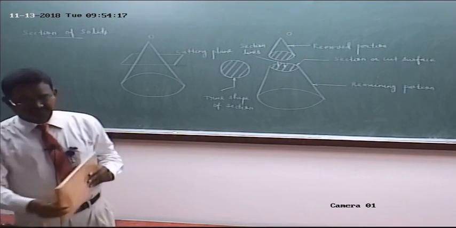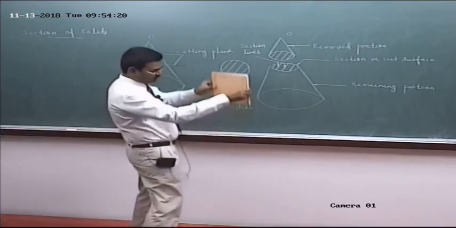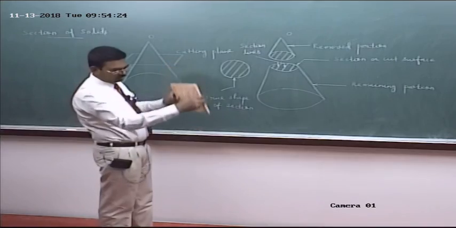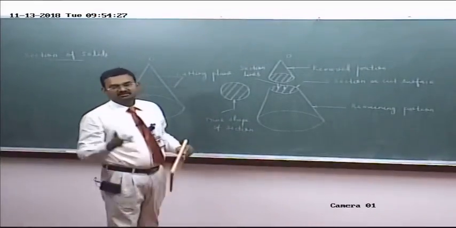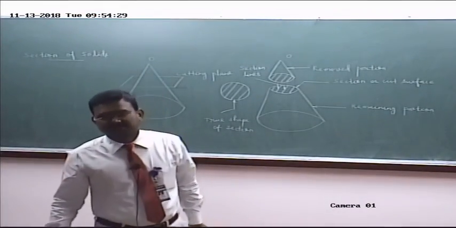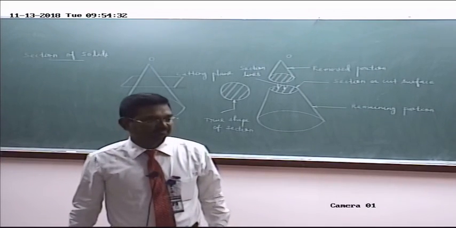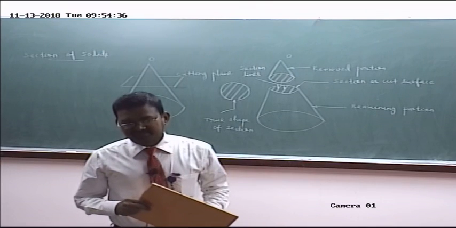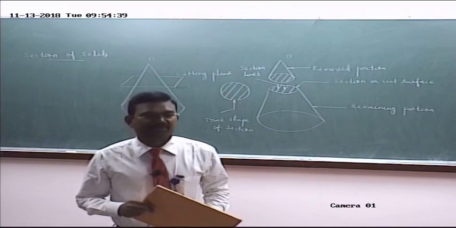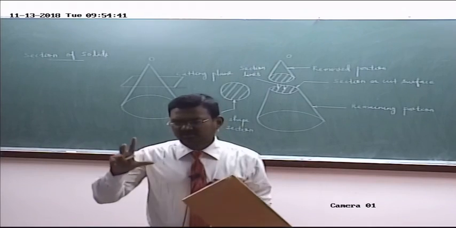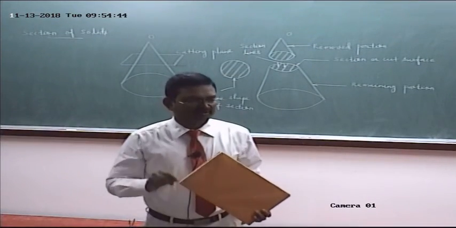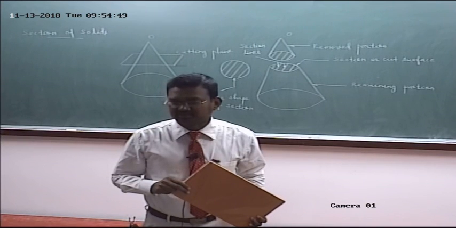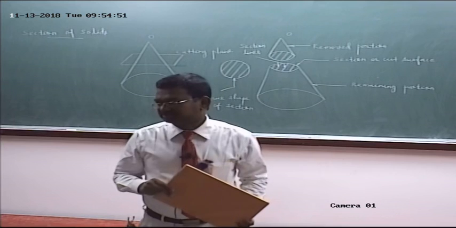Fifth position, the plane surface is kept perpendicular to HP, inclined to VP. Sixth position, the plane surface is kept inclined to both HP and VP. The cutting plane is placed with reference to VP and HP. The possible position of cutting plane is only 5. So simply remove the 6th case. What is the 6th position? The plane surface is kept inclined to both HP and VP. So remove this case.